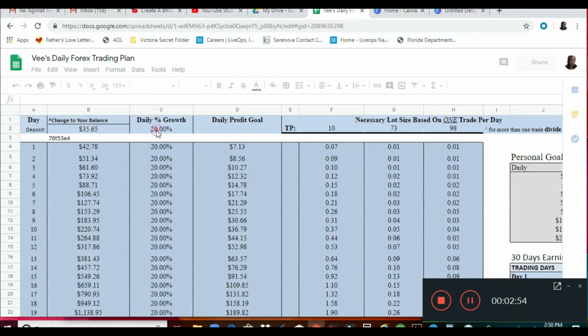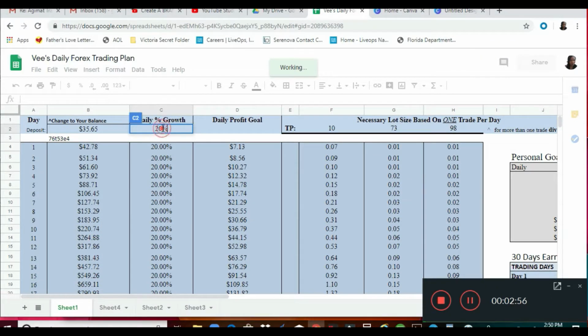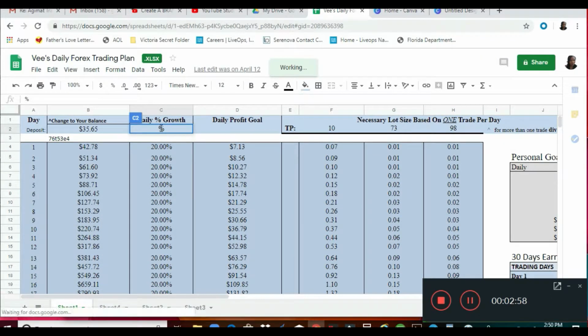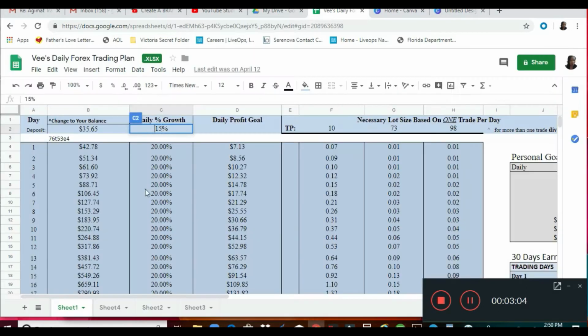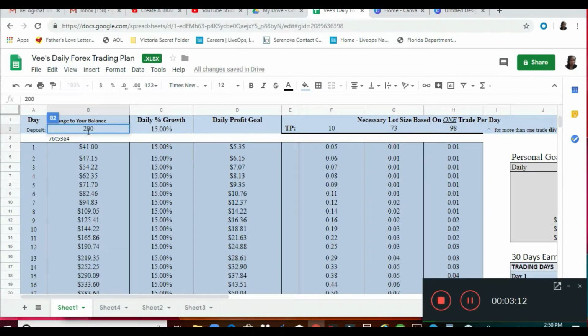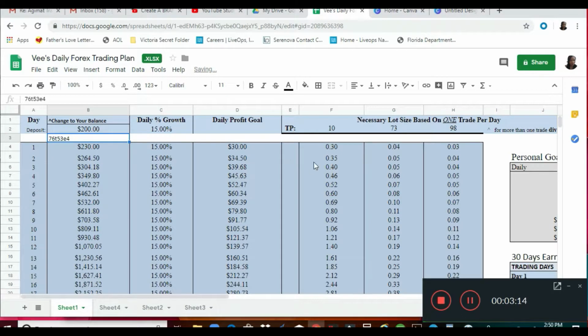Okay, guys, I'm going to take the 20% off, because you could choose whatever your desired percentage rate is that you want to take profits at. I already know how to use this software. So I put mine to 15%. Depending on your account balance, you can put that here, and it'll calculate everything that you want.